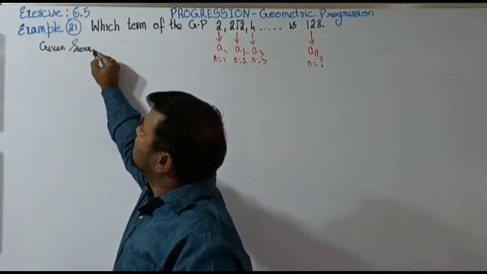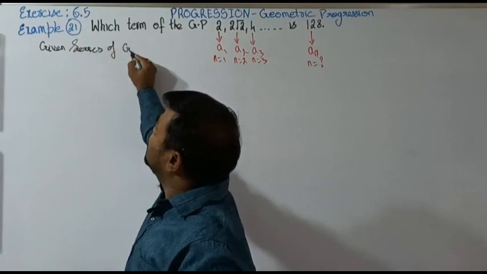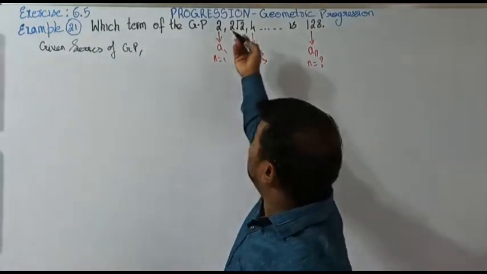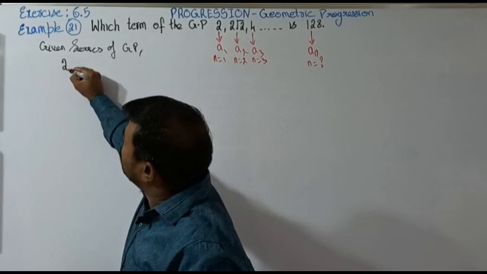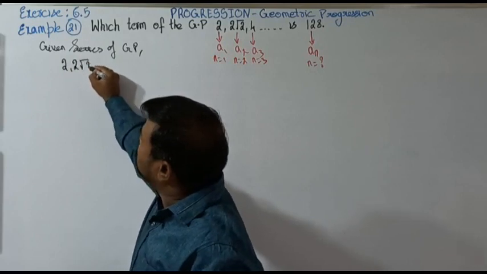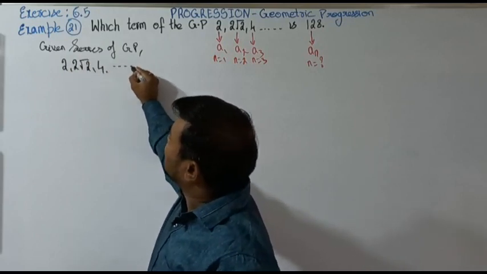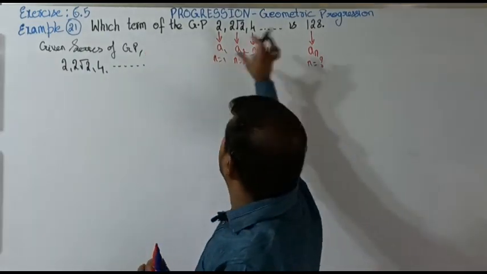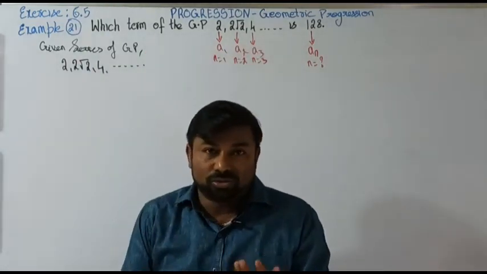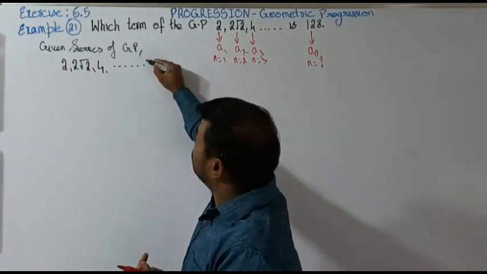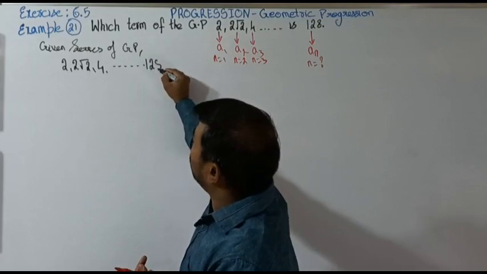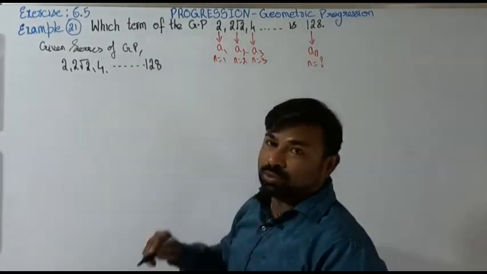Whatever it might be, we are going for the given series of GP. Whatever series he has given, we note it down. Here the series is 2, 2√2, 4 and so on. We don't need to write that 128, but if you want, you can write that also. It's nothing but 128.